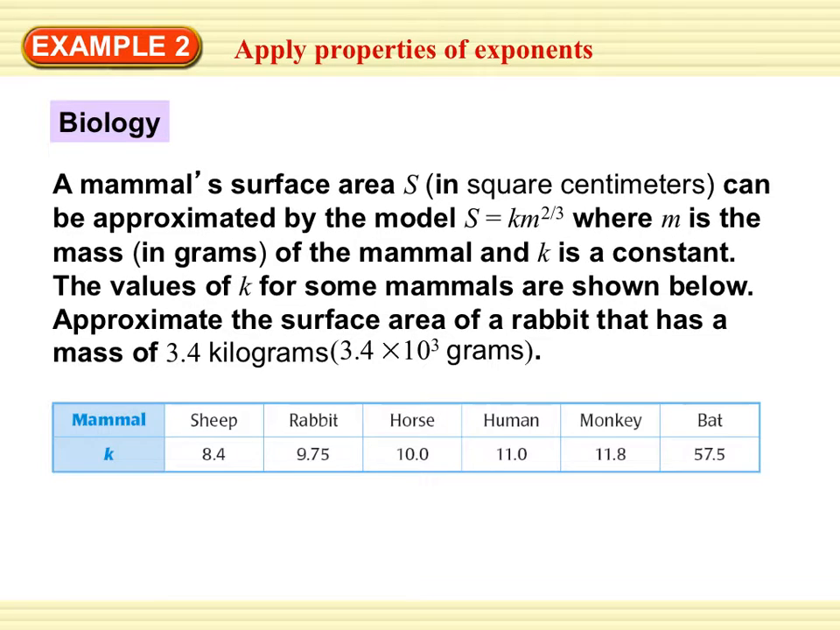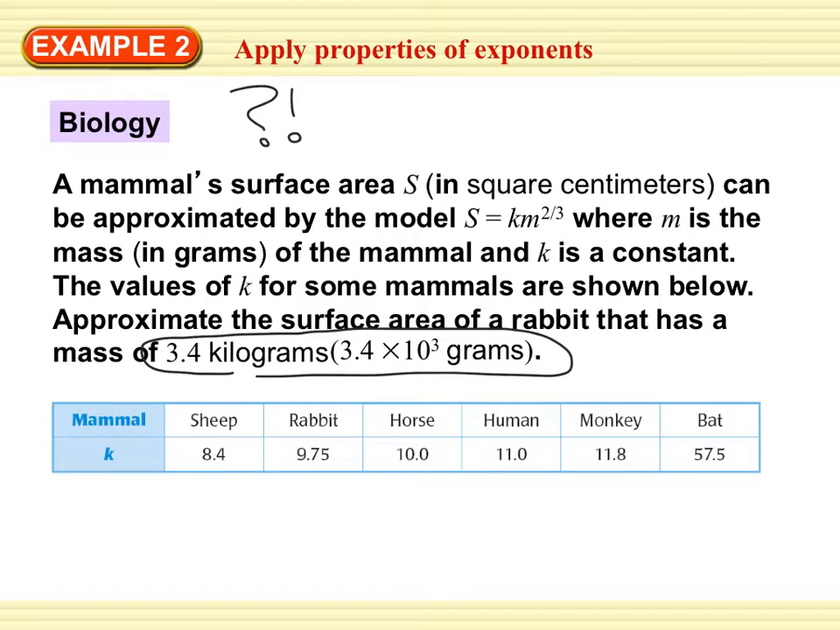A mammal's surface area, S, in square centimeters can be approximated by the model S equals km to the 2/3, where m is the mass in grams of the mammal and k is a constant. The values of k for some mammals are shown below. Approximate the surface area of the rabbit that has a mass of 3.4 kilograms. I have no idea why this is a thing. You'll have to ask our biology expert. But yeah, that is sort of awkward to talk about surface area of mammals.